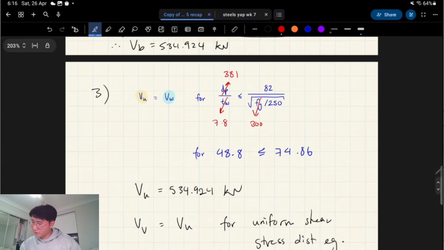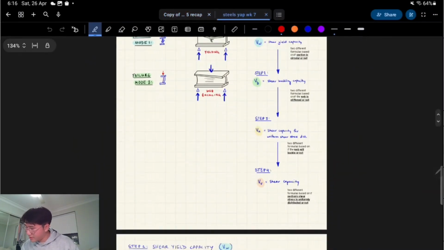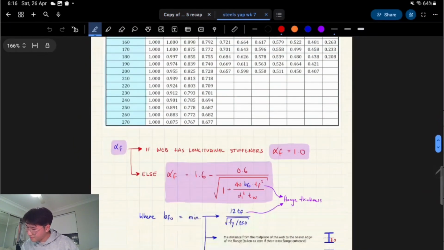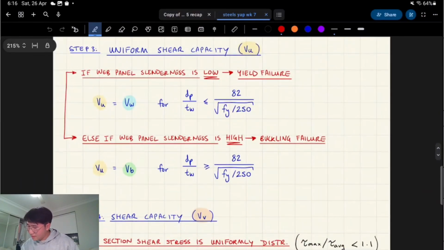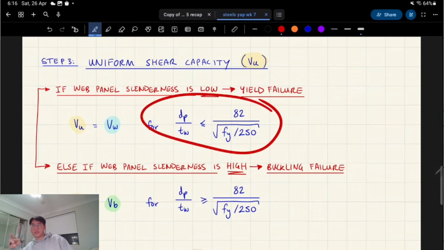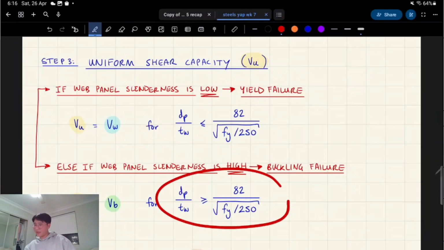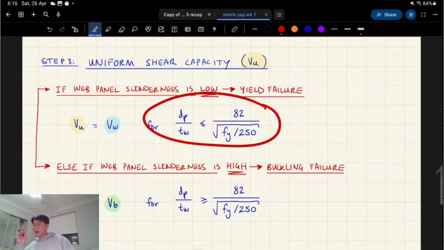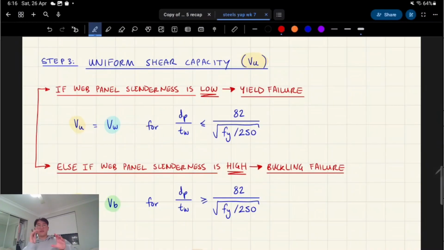Next is our uniform shear stress distribution. So we have to do a quick if statement check. If we look at my notes, you're checking whether the web panel slenderness is low or it's high. If it's low, then this statement will be true. If it's high, then this statement will be true and then it'll buckle. So if it's low, sorry, I should say, this statement will be true and then it'll just yield. So think about it. If you have a low slenderness, you're gonna experience yielding, right?